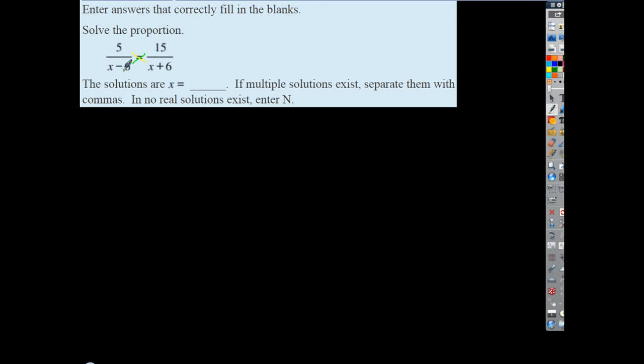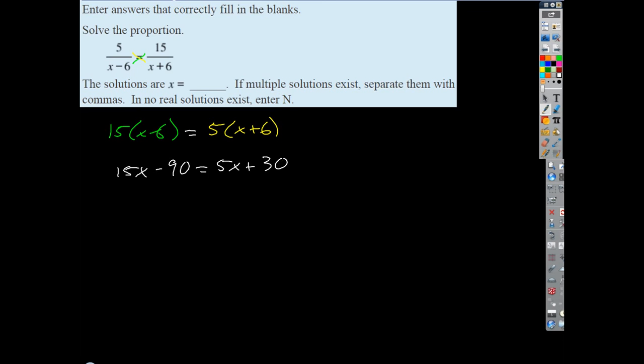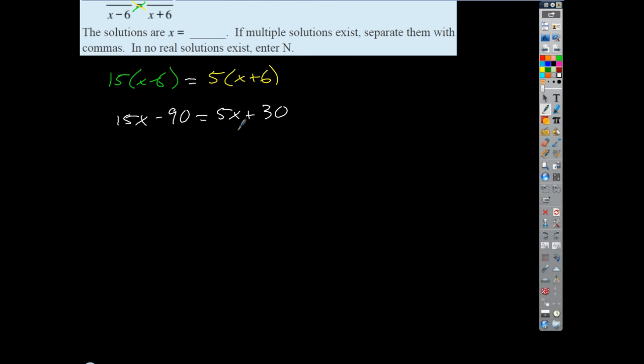So 15 times the quantity x minus 6 would equal 5 times the quantity x plus 6. And so if we distribute the 15, we'd get 15x minus 90 equals, if we distribute the 5, 5x plus 30, and then we would just solve for x. So in this case, we could just push the x's to the left.